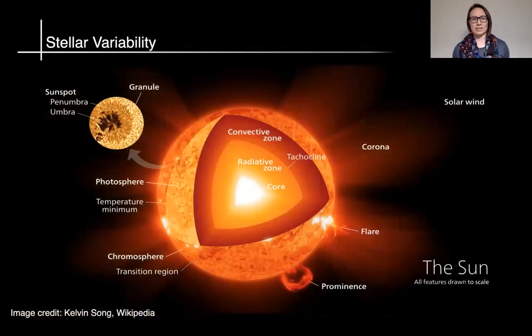So let's go back to the sun. Here are the various components of the sun broken down. What we're going to be focusing on here is the stellar photosphere, because the stellar photosphere is the surface of the sun. This is where most of the starlight is coming from when we're measuring the data, if we're using a spectrograph that is operating in visible light.